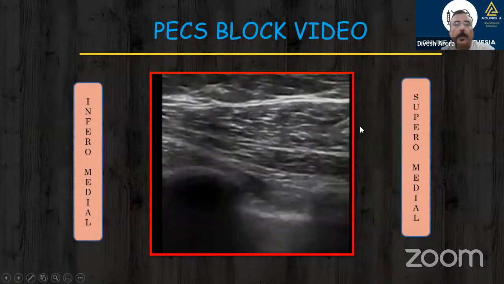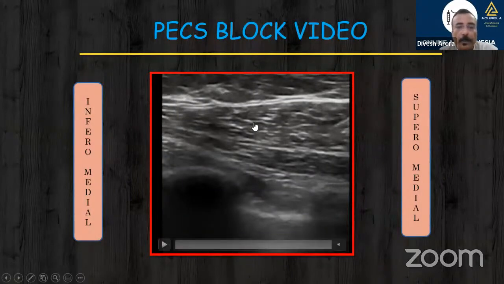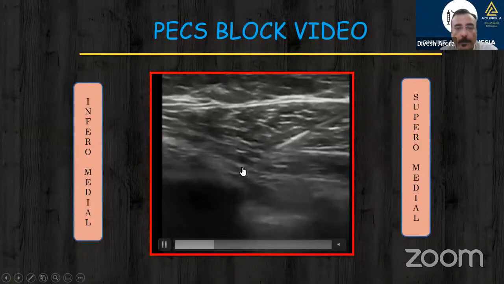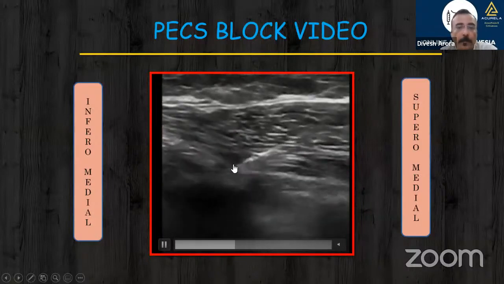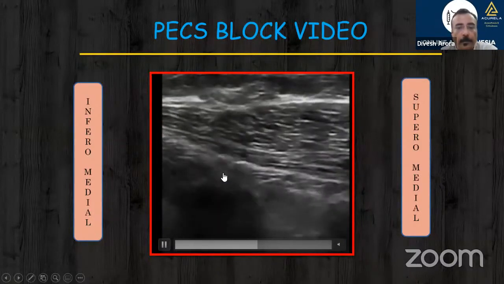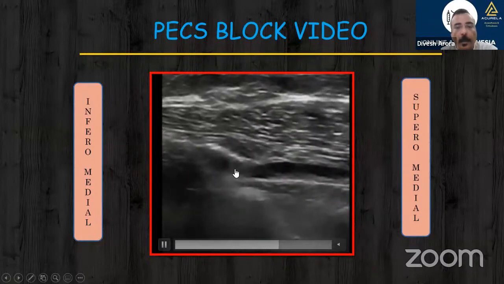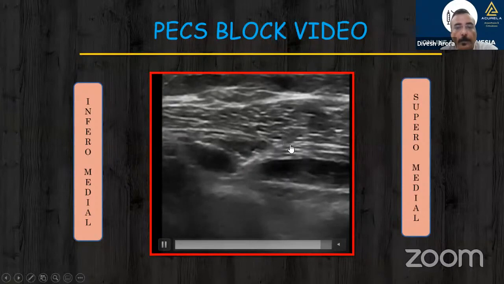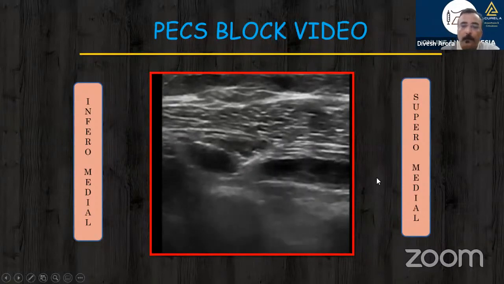So let's have a quick look at the video of this block. This is superomedial. This is inferolateral. The needle is going to come from this place. So pec major, minor, serratus anterior. The first injection is between pec minor and the serratus anterior, where we actually deposit 20 mL. And while withdrawing, you can complete the block between pec major and minor. That would be the PEC1 block.